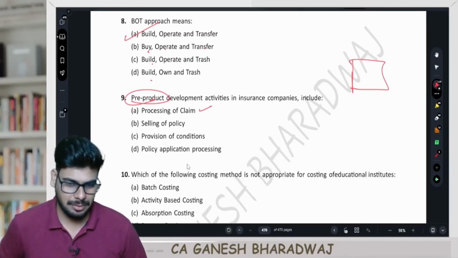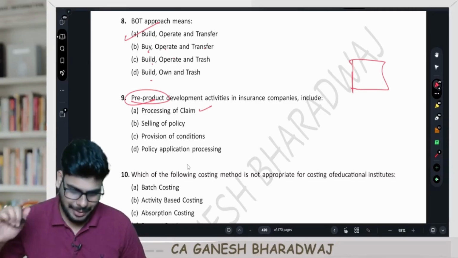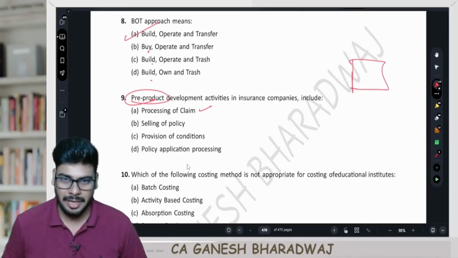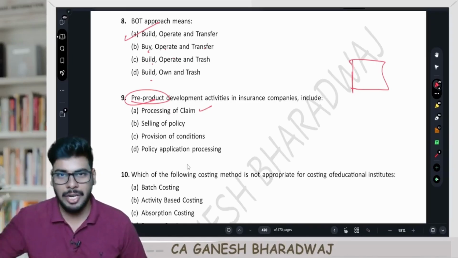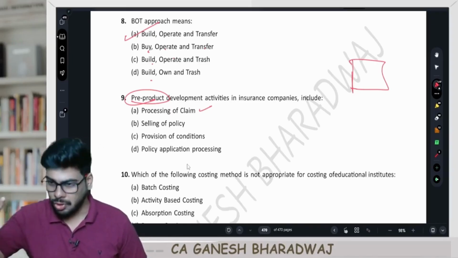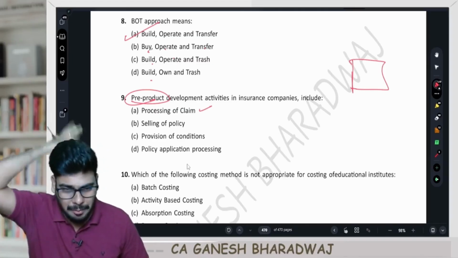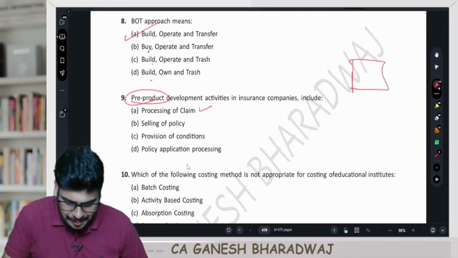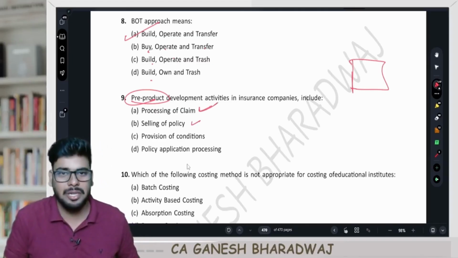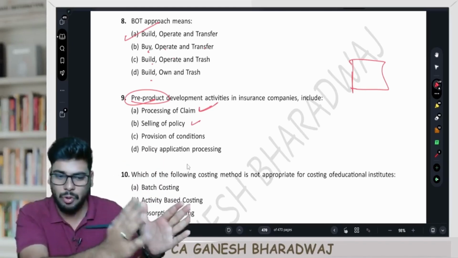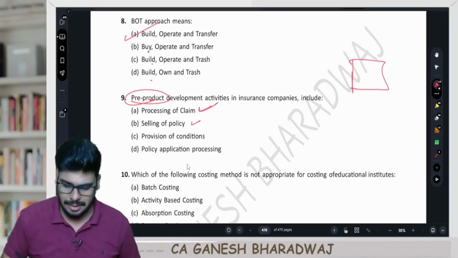Processing of a claim means what? You have taken an insurance policy, right? Let's say you have taken a health policy and you have fallen ill, you went to a hospital, right? So you need to pay the hospital bill, you are making a claim. You will make the claim only after buying the policy, no? Right? This activity is not there. Selling the policy, obviously the policy gets framed only after that. Their sales staff can sell it. This is also not pre.